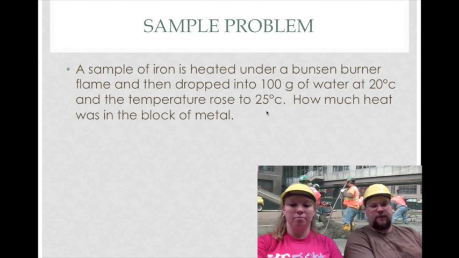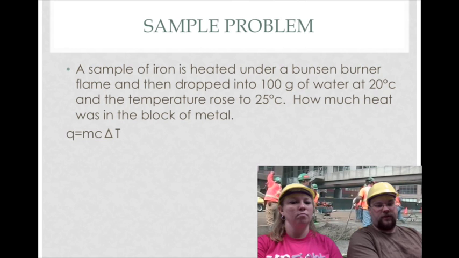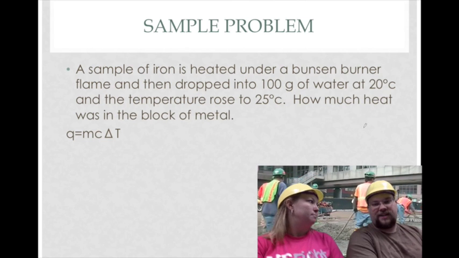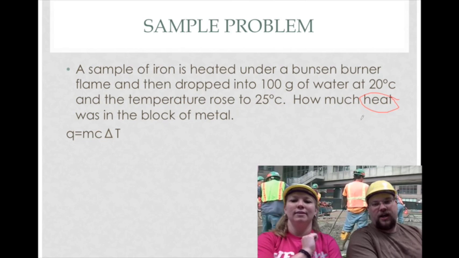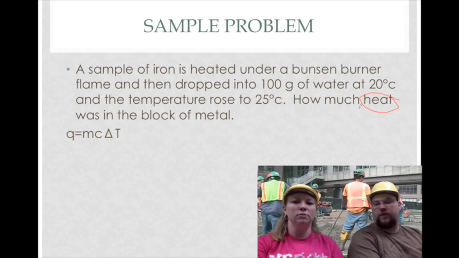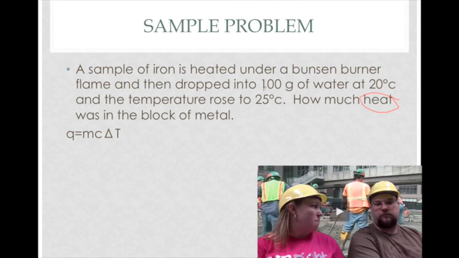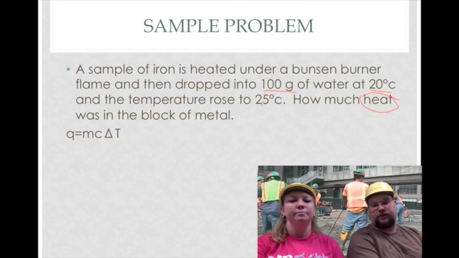Okay. It says how much heat was in the metal block. So we like to do a couple things here. We like to, first off, circle our unknown. What are we looking for? Heat. And then we like to underline what we're given. What's one thing we're given? We definitely got the mass, because I know that grams is representative of mass. So there's 100 of those. And then we have the change in temperature, so we went from 20 to 25. Perfect. And so our change would be 5.